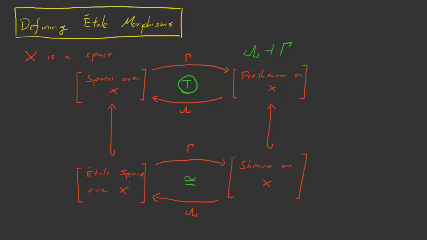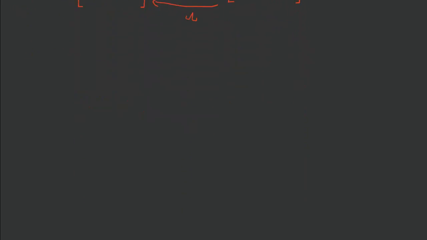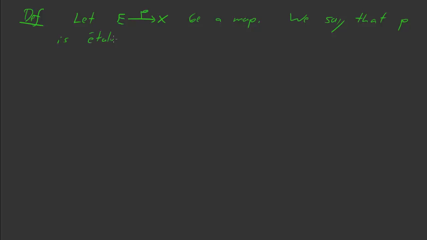So this is kind of the next big thing that we want to see in this mini-series. And the first step is finding out what this means, what Etale means in this context. So that's the purpose of this video, to define Etale morphisms, and thus to define the category of Etale spaces over X. So let's do that. Let the map P from E into X just be some continuous map. And we're going to say that P is Etale if the following two conditions are met.